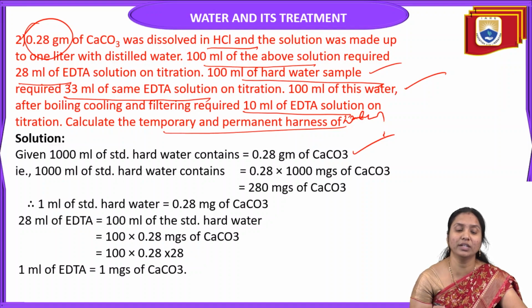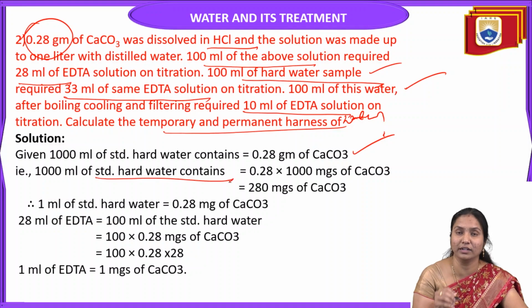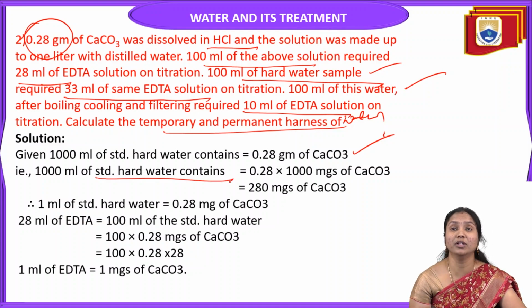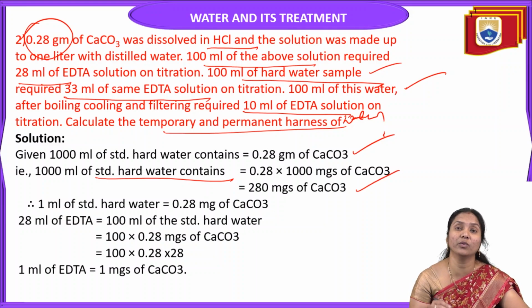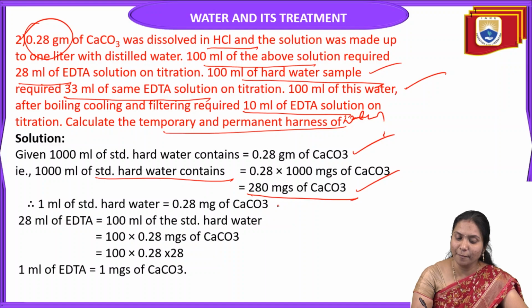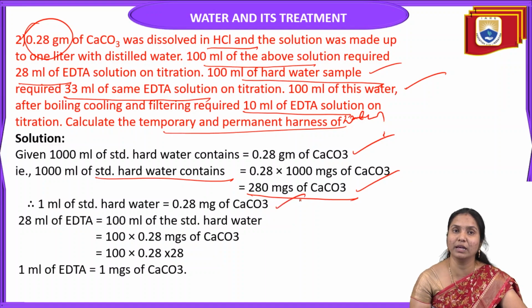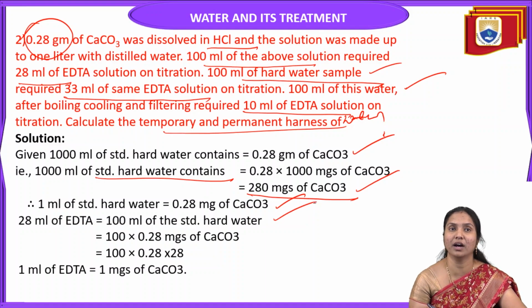So that means 1000 ml of standard hard water contains 0.28 into 1000 milligrams of calcium carbonate. So 1000 ml of standard hard water contains how many milligrams of calcium carbonate? 280 milligrams of calcium carbonate. Therefore, 1 ml of hard water is equal to 0.28 milligrams of calcium carbonate. So 20 ml of EDTA is equal to 100 ml of standard hard water.